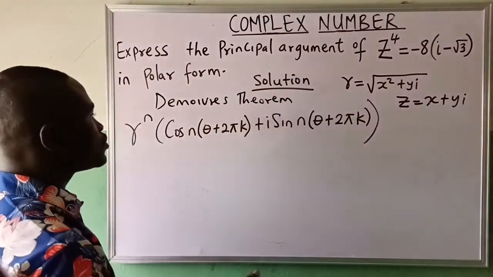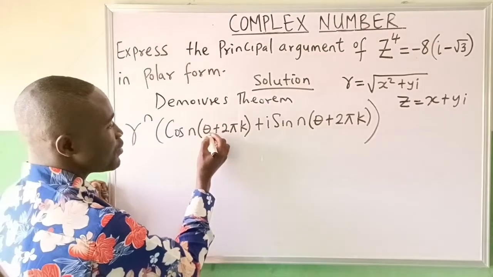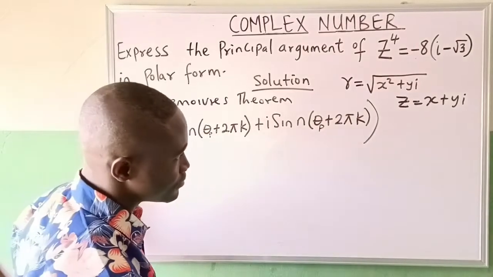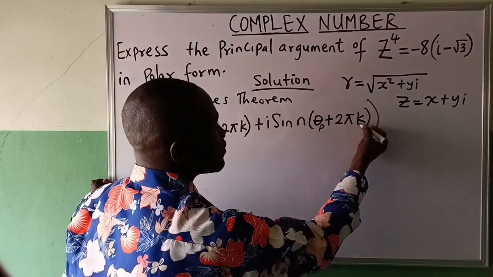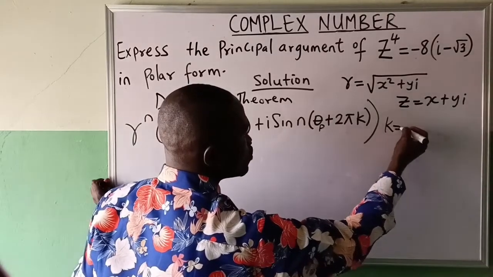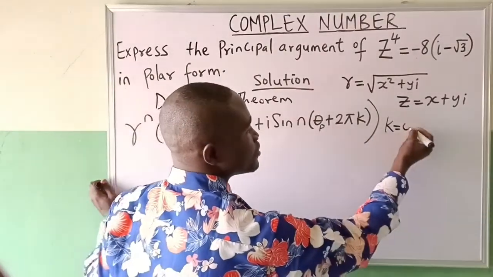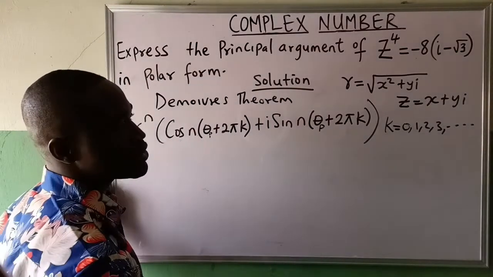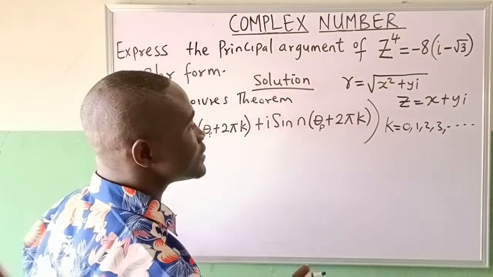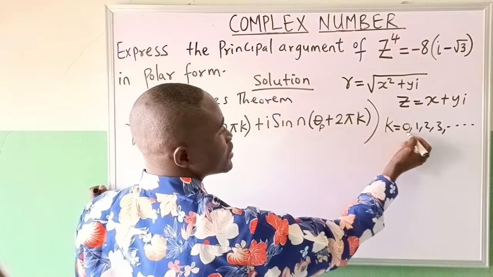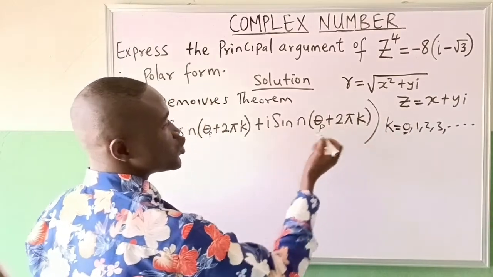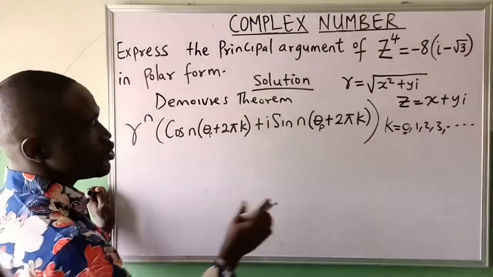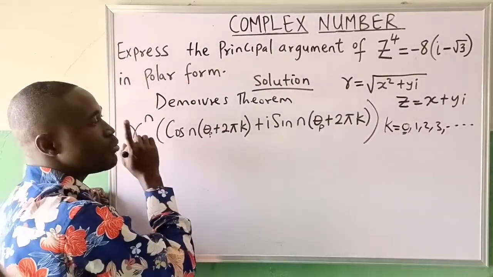Now, it's also very important to know that this theta I wrote here, we'll be calling it our principal argument. Now, k is called the value of numbers ranging from 0, 1, 2, 3 and so on. So the implication is that if you say k is equal to 0 here, it means you are getting the principal argument in polar form.